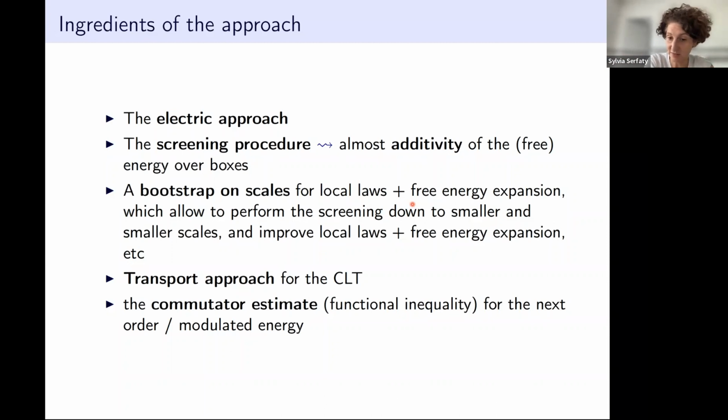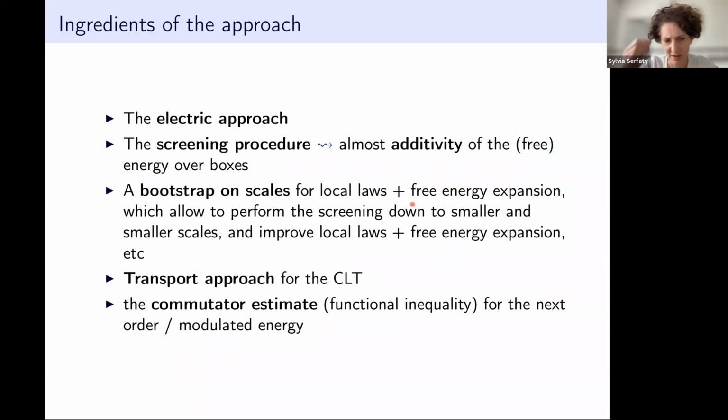Bootstrap on scales, which is you start by saying, okay, you know things on the macro scale, you know how many points you have, you know how much energy you have. Now you go to a smaller box and you show that the number of points in that box cannot exceed the size of the box. The energy in the box also cannot exceed the size of the box. And now you go below in scale, etc., and you finish at the micro scale almost. And things are actually bootstrapped in the sense that we do the screening at every step. We get a better free energy expansion, and we use that to get screening at the smaller scale.